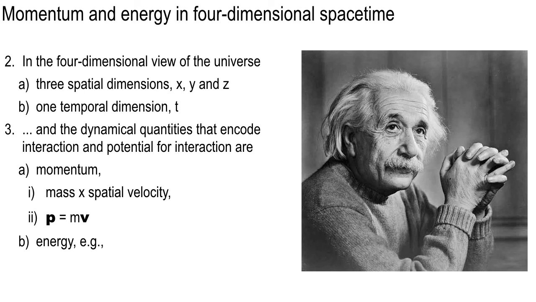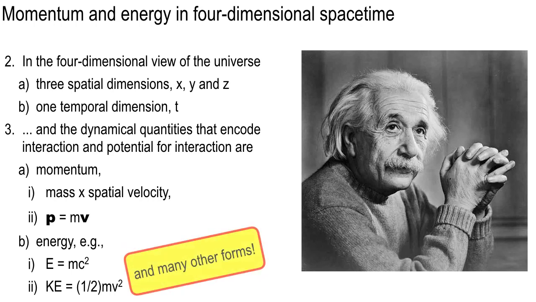For instance, this famous equation, E equals mc squared. That's the temporal part of the dynamical description of any object in the universe, really. Kinetic energy is also part of the temporal or the four-dimensional description of the dynamical state of any object. And there's many other forms of energy, and we'll be talking about several of them this semester.